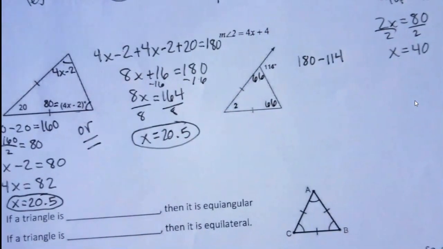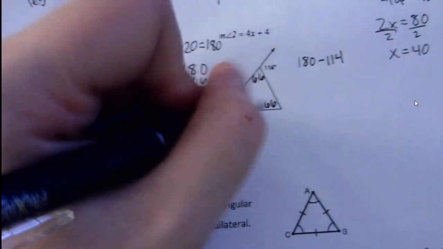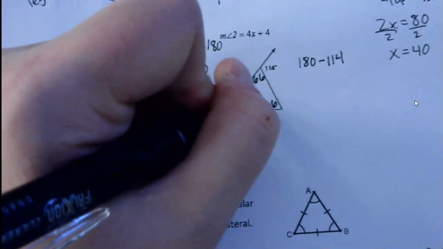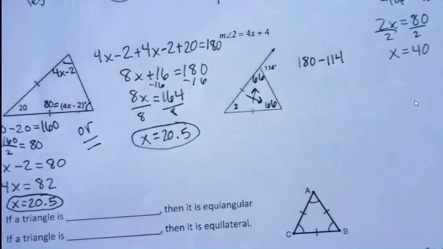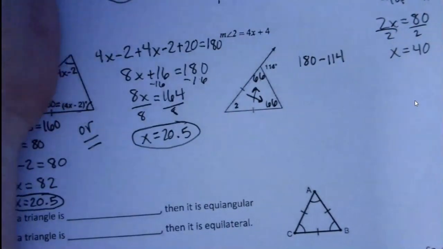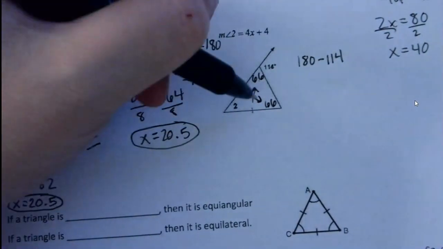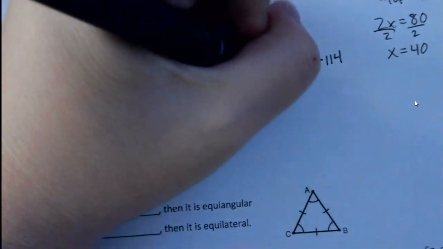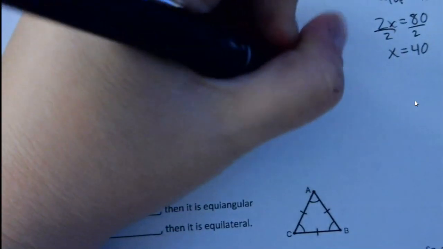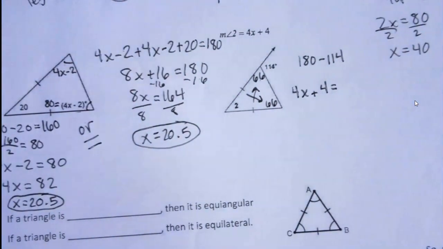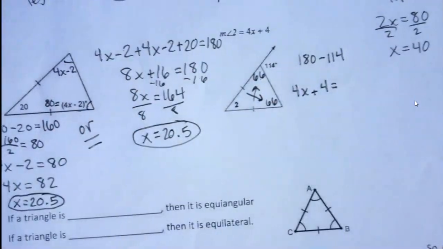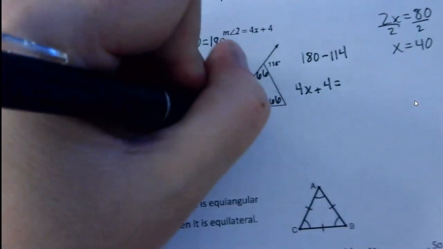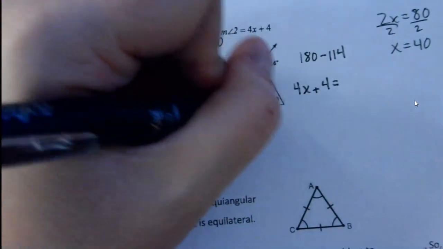Were they marked? No, they weren't marked congruent. I knew that they were congruent because they're opposite of the congruent sides. So you just have to be able to identify which angles are the base angles that are congruent based on where the congruent sides lie. All right, and then you can figure out, all right, what is angle 2? Because whatever angle 2 is, I can set it equal to that 4x plus 4. I don't know what angle 2 is just yet, but all I have to do is add 66 plus 66 to get, what is that? Is it 132?